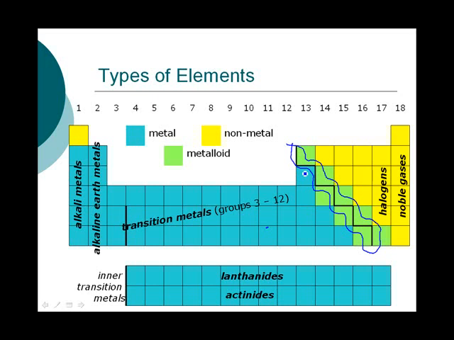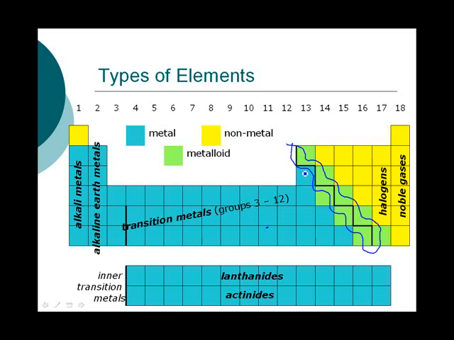If you're on the right-hand side of the staircase, you're a non-metal element. With one small exception, you'll notice there's a set of green elements that touch the staircase. These are metalloids. And each of these three groups has different physical properties that help define what it is. So everything on one side has a set of physical properties. Everything on the other side of that line has a different set of physical properties, and that's one of the ways they're grouped. Some of the group names that you should know are on this table as well.